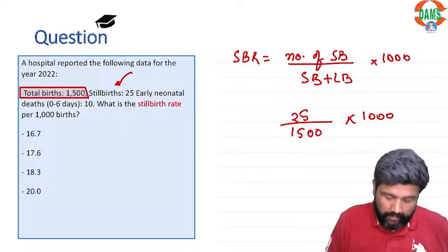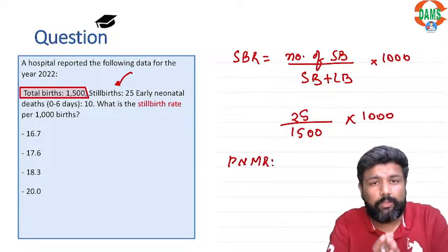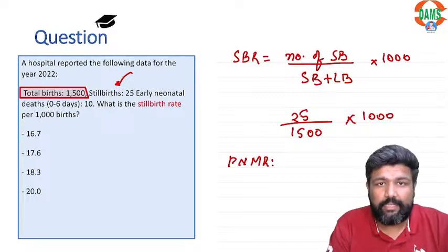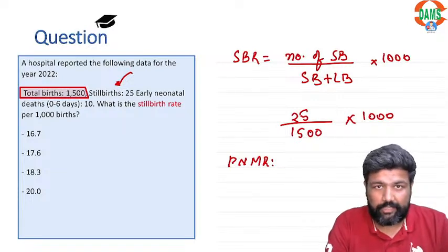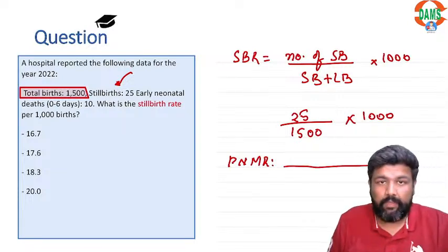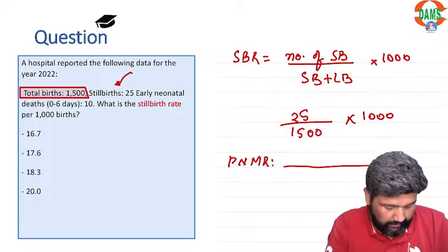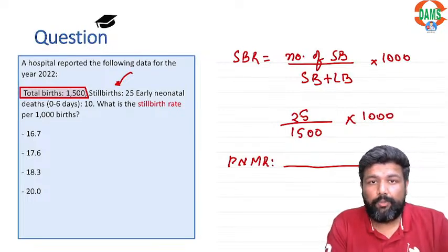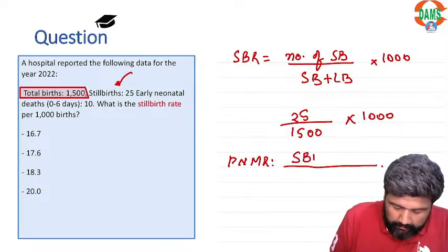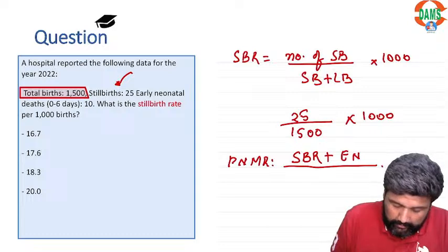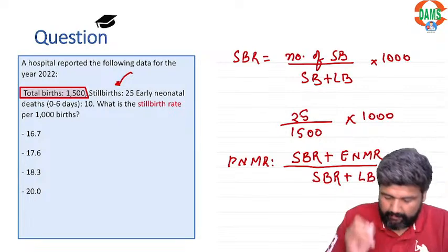It is very easy. Okay, I have one question. What is perinatal mortality rate? Guys, quickly, can you write the formula for perinatal mortality rate in the chat box? Everyone, I request you to please write the formula in the chat box. I am waiting. Perinatal mortality rate says stillbirth rate plus early neonatal mortality rate divided by stillbirth plus live birth.